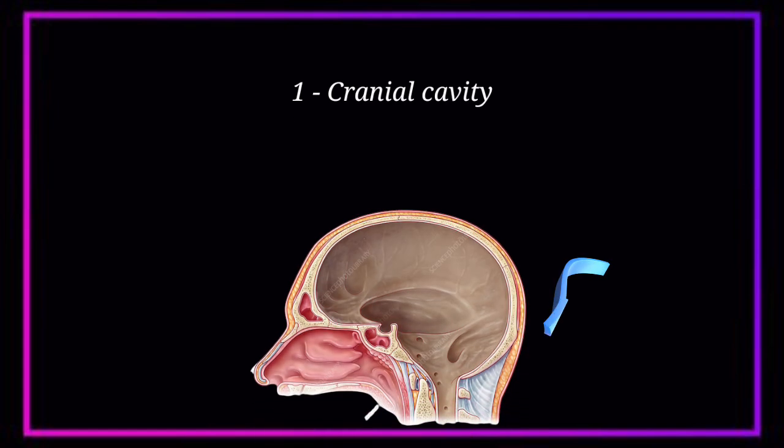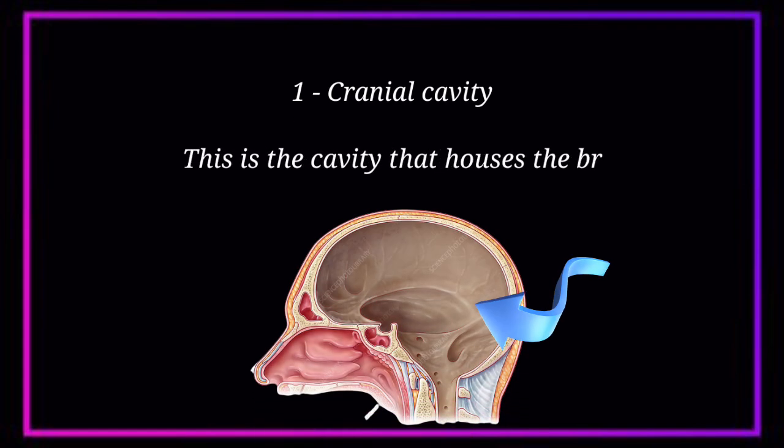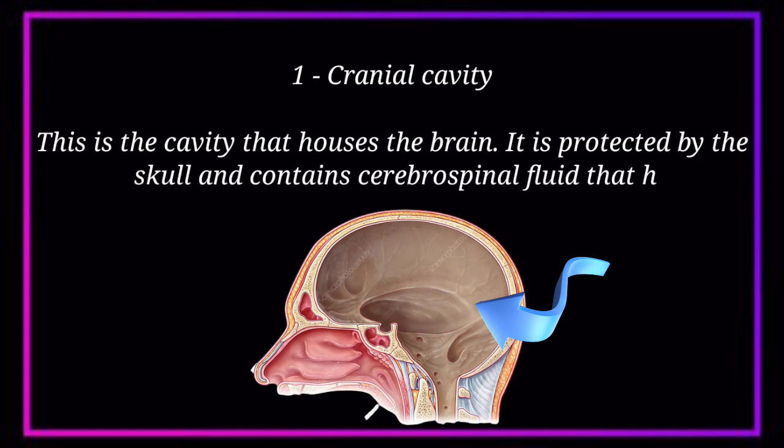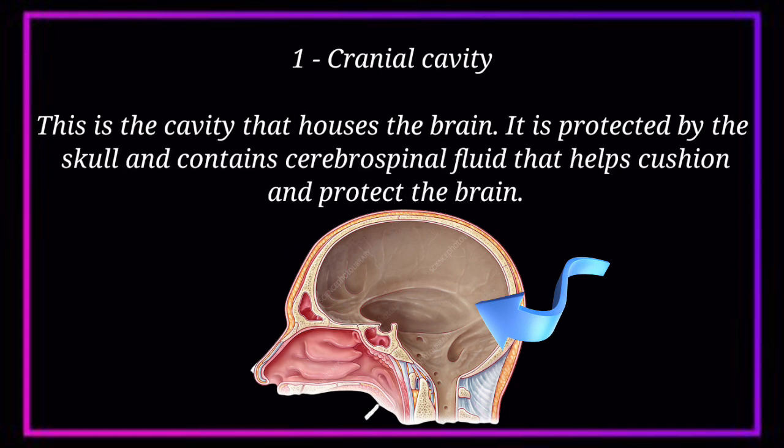Number 1. Cranial cavity. This is the cavity that houses the brain. It is protected by the skull and contains cerebrospinal fluid that helps cushion and protect the brain.